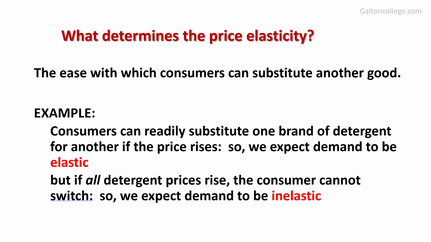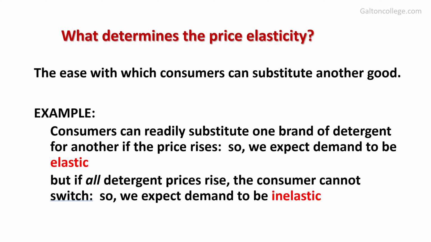Now, what determines elasticity? Well, the ease with which customers can substitute another good. That's really the determinant. Consumers can readily substitute one brand of detergent for another if the price rises. So we expect the demand to be elastic. If consumers go to the supermarket or the hypermarket and the price of, let's say, washing detergent has increased, they might buy a different one. Or might even go to a different store to see if they've got a different price.